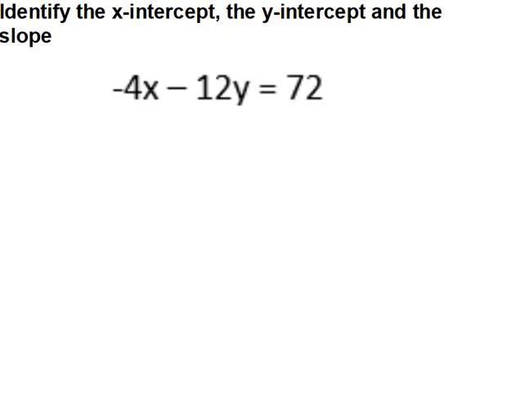Okay, so last one, go ahead and identify the x-intercept, the y-intercept, and the slope. So pause it if you haven't done so. Try it out. For my x-intercept, I can figure that out real quick by plugging in 0 for y. So I'm just dividing 72 by negative 4. I think it's 18, but let me just use a quick calculator. Yeah, it's 18.